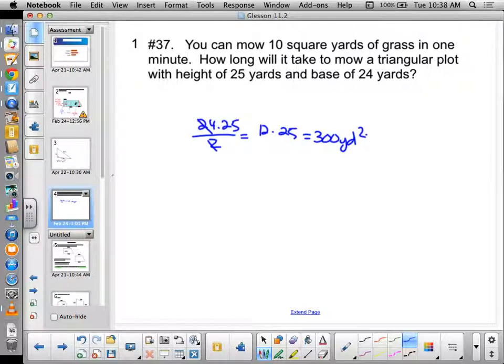yards squared. Now, that means that if I have 300 square yards, and every 10 square yards takes 1 minute, that's 30 times 10 square yards, so 30 minutes. Make sense? Yeah. Okay. Applications of geometry.